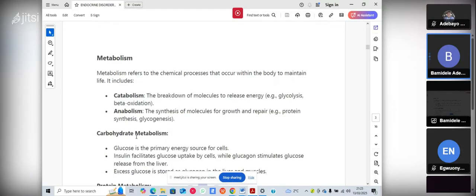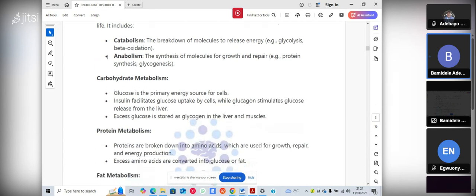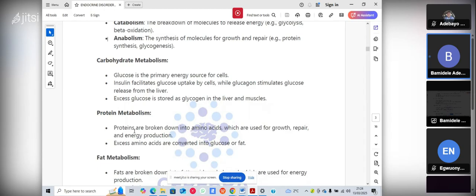Now, what is metabolism? We're going to be mentioning metabolism quite a lot here. Metabolism is just a chemical process. It's a reaction that occurs within the body to maintain life. It's a series of processes that happen within the body. And there are two: catabolism, which is the breakdown of molecules to release energy, and anabolism, which is the synthesis or manufacture or coming together of molecules for growth and repair. Those are the two major types of metabolism.